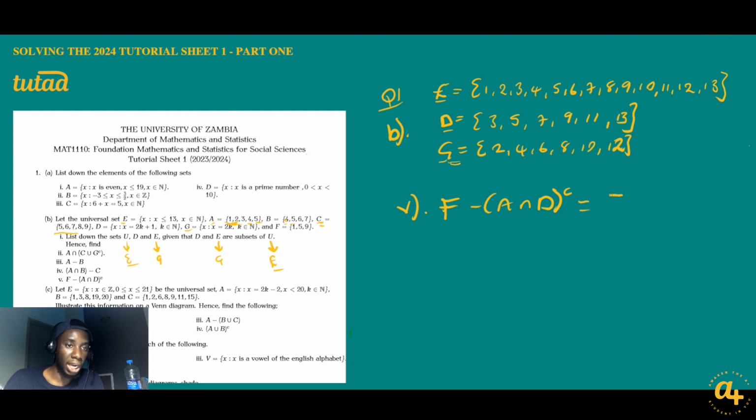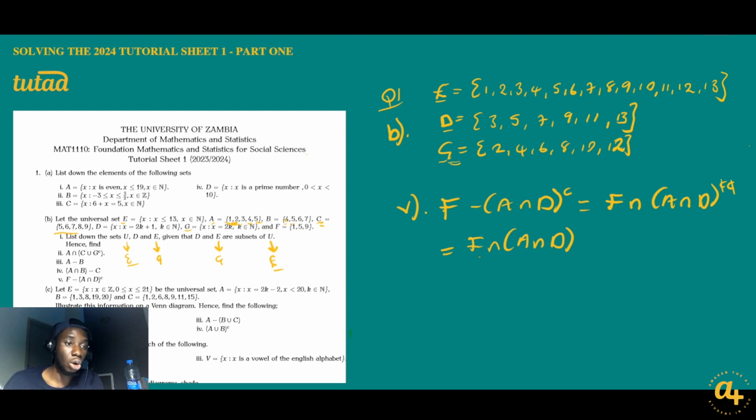And when we simplify it, we're going to have F intersection A intersection D complement complement. If we simplify this further, we're going to have F intersection A intersection D, and the complements cancel out each other. Therefore, there will be nothing here. There will be no complement anymore. Therefore, the only thing that now we need to find is F intersection A intersection D.